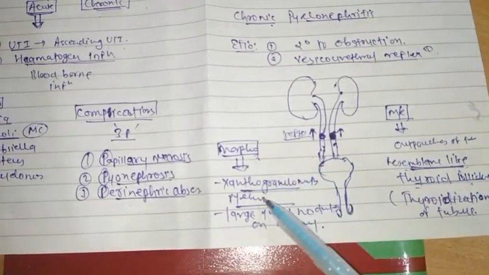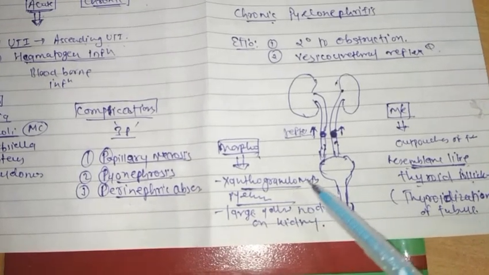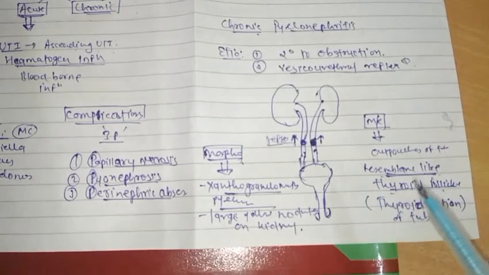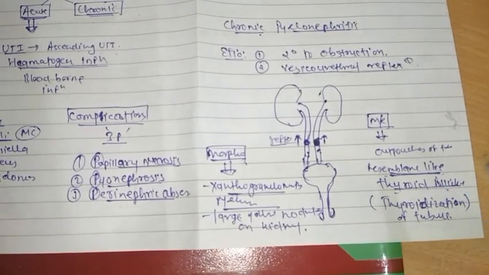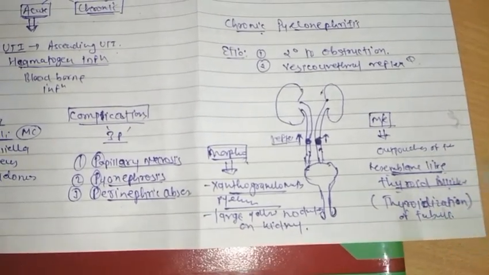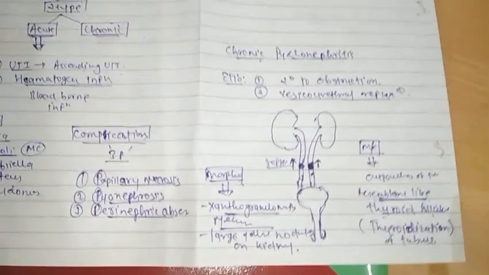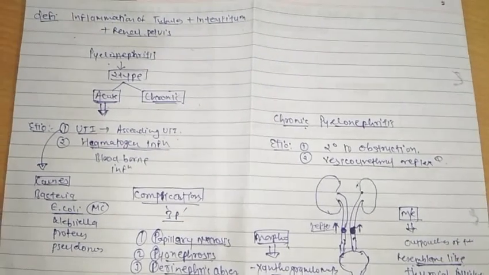What is the morphology? Xanthogranulomatous pyelonephritis and large yellow nodules on the kidney. Microscopy shows out pouches in the kidney resembling thyroid follicles, meaning thyroidization of the tubules. And this is overall pyelonephritis.